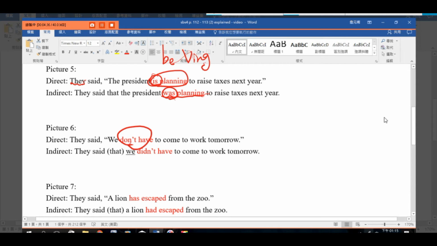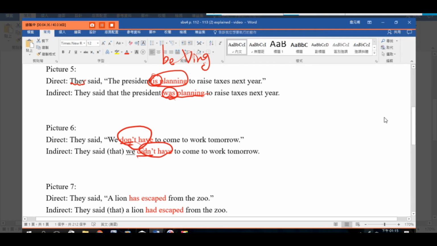Now, the other 2 people on the side of the picture, a woman and the man, they repeated what the 3 people with boxes had said. So that's an indirect speech sentence. Now, we know that we have to change the tense from the present simple tense to the past simple tense. Here it is past simple tense because the past tense of don't is didn't. So indirect speech will be, they said that we didn't have to come to work tomorrow. So you see, from don't to didn't, direct to indirect. Let's look at picture number 7.